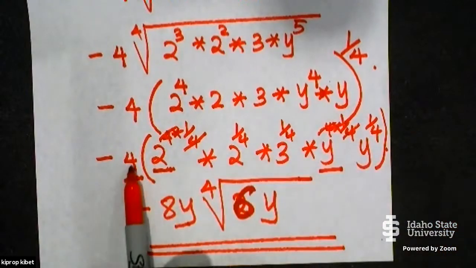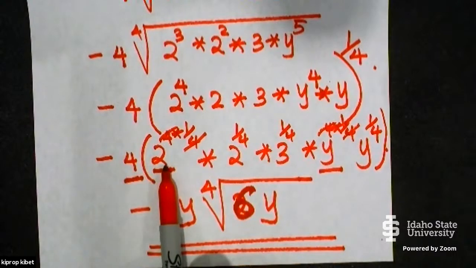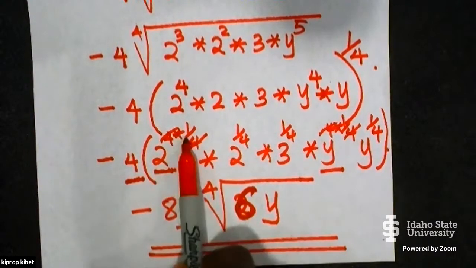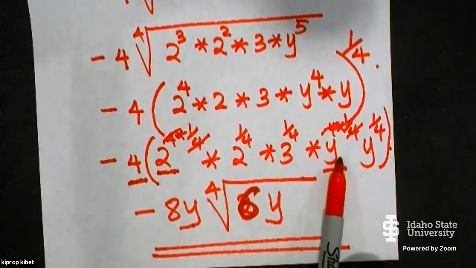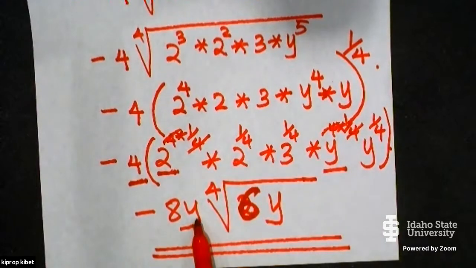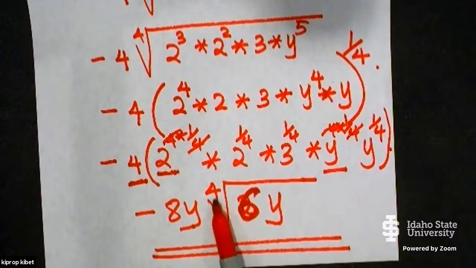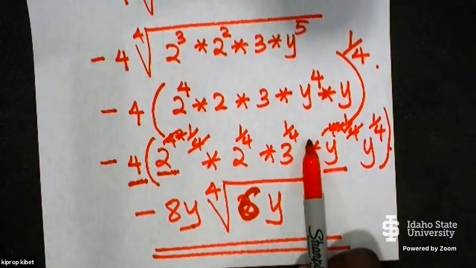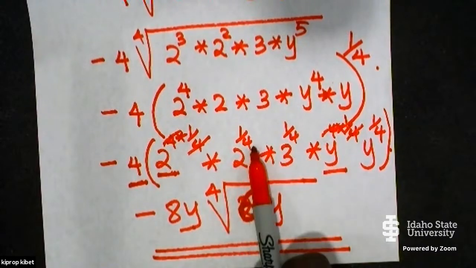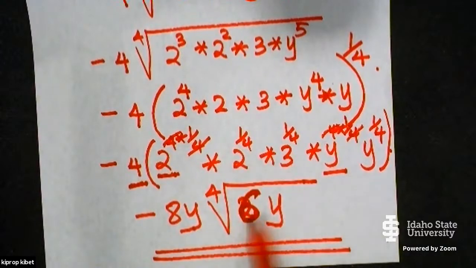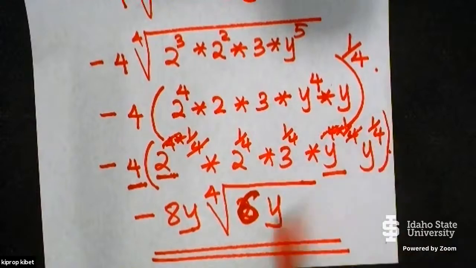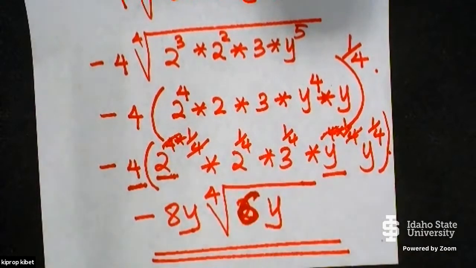So you take this -4 times 2, and this 2 is raised to 1, so which will be -8. And then there is the y, which is raised to 1. You put it outside, y raised to 1. And then the remaining ones are the 4th root, the ones which are raised to 1/4. So this 2 is raised to 1/4, this 3 is raised to 1/4. So 2 times 3 is 6, and then y is raised to 1/4. You get the right answer there.